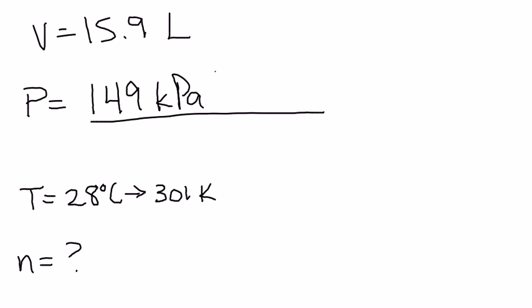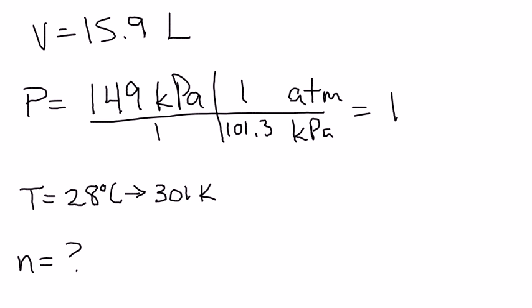conversion here. And if you look at your unit conversion sheet, your unit conversion from kilopascals to atmospheres is 101.3 kilopascals per atmosphere. When we take that 149 divided by 101.3, what we're going to get there is 1.471 atmospheres. And I know I've got an extra sig fig there, but I'm going to leave that just because it'll help us to be more accurate in our calculations, honestly.